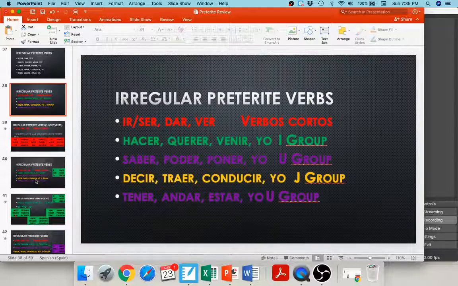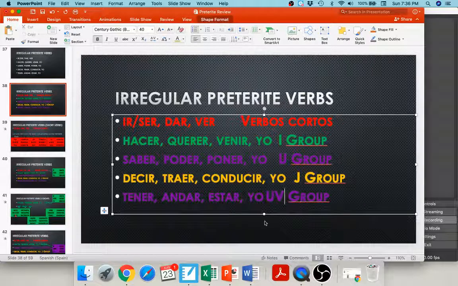Hacer, querer, and venir are part of what we refer to as the I group. Saber, poder, and poner are part of what we refer to as the U group. Decir, traer, and conducir form the J group. And tener, andar, and estar also are part of the U group as well, sometimes called the UV group, depending on who you talk to.